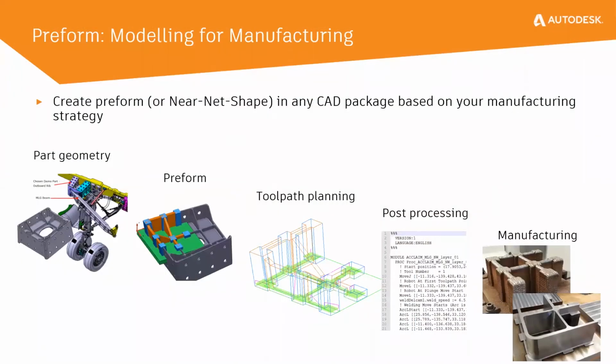Creating a preform is what's really required when you're doing additive manufacturing, because if you take your straight part geometry and try to print that, you would have issues where parts may not actually be fully machined when you go to do the machining. So taking your straight part geometry, you need to create a near net shape and then do toolpath planning, post-processing, and then actually go into the manufacturing process.